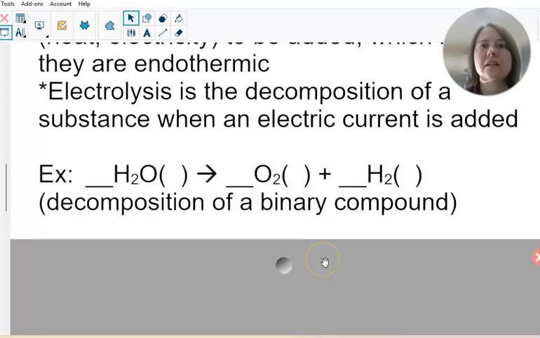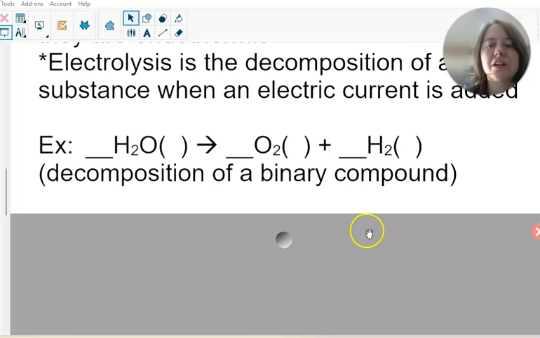Let's look at an example. So this is the decomposition of a binary compound. We have a compound which decomposes into an element and another element. For instance, water decomposes into oxygen and hydrogen. Please take a moment and balance this equation and put in your states of matter.